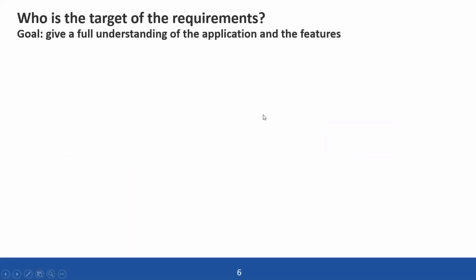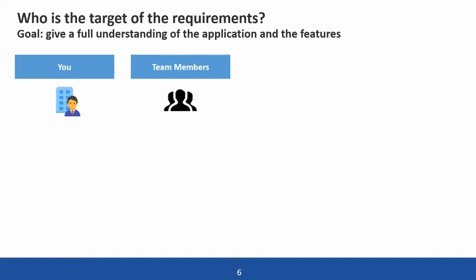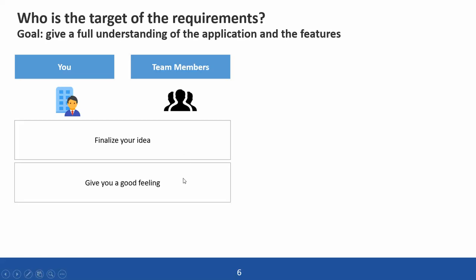So who is the target? Who is the target for the requirement? In the first case, it's you. You are the first target of the requirements, because it helps you improve your application, but also your team members. It's not important if you're working alone or with a team. This will help you finalize your idea. It gives you a good feeling, like a motivation.